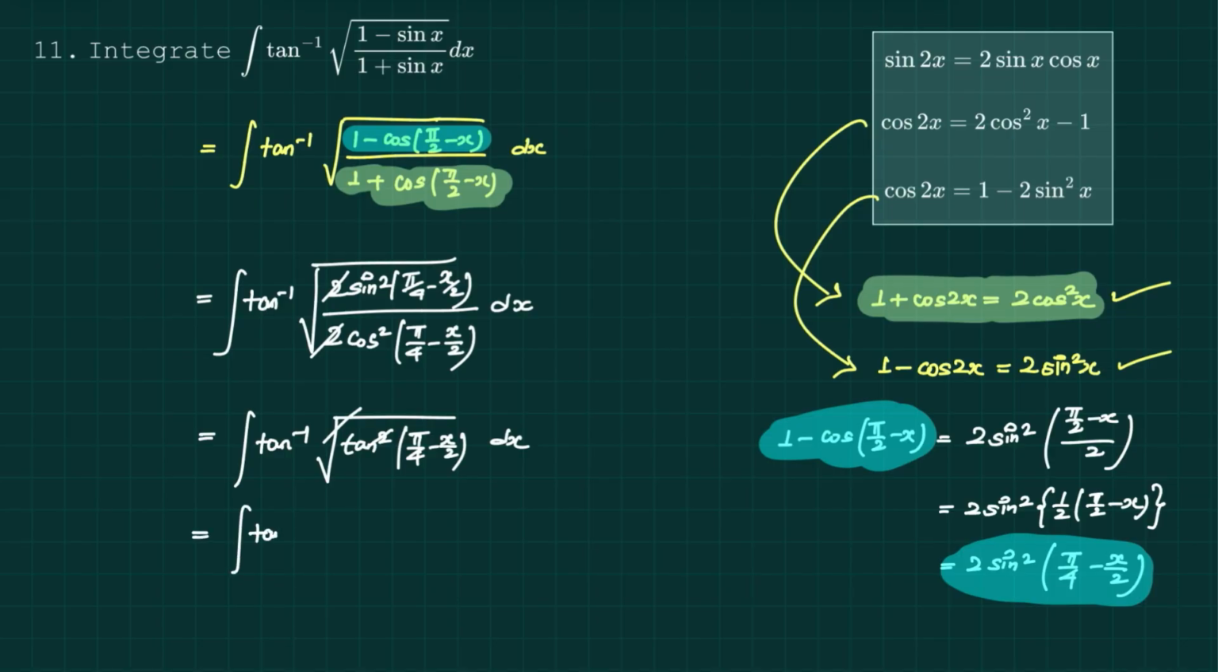of tan inverse of tan pi by 4 minus x by 2 dx. And since tan inverse of tan theta is theta only, so it will be pi by 4 minus x by 2 only. Now it's very easy to integrate.